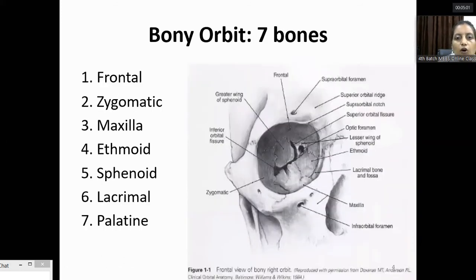The bony orbit contains seven bones: the frontal bone, zygomatic bone, maxillary bone, over here is the maxilla, ethmoidal bone, and sphenoid bone. You can see the lesser wing of the sphenoid, and the lacrimal bone and palatine bone.